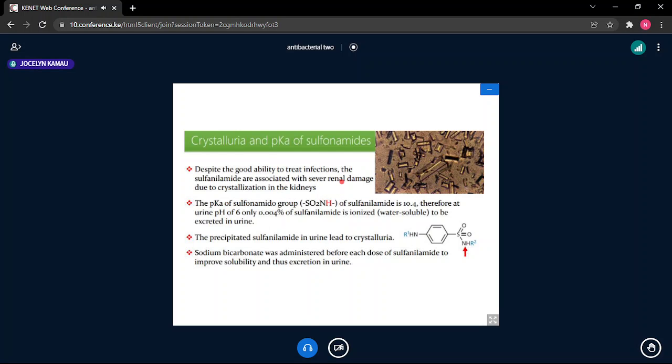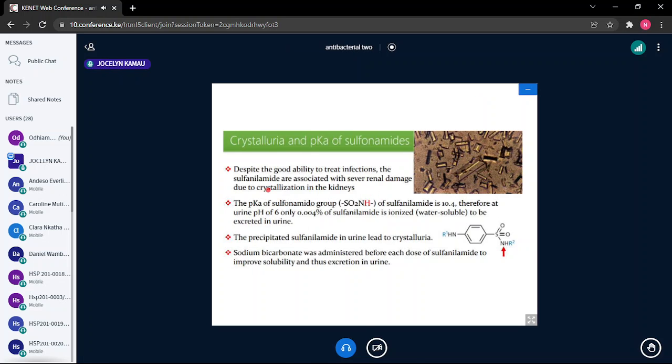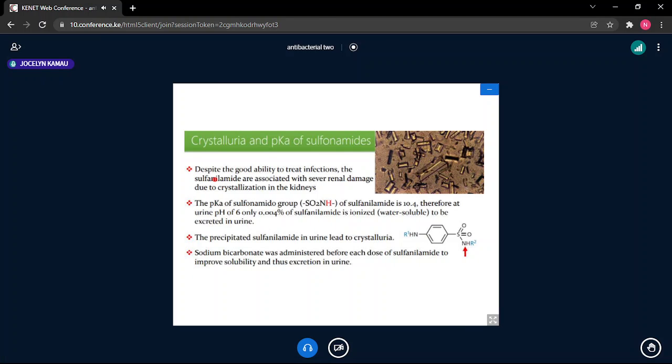The toxicity and pKa of the sulfonamides. We are saying, despite the good ability to treat infections, sulfonamides are associated with severe renal damage due to crystallization in the kidneys. Of course, you can still say sulfanilamide is associated with severe renal damage due to crystallization in the kidneys, but I'm assuming, because of the way they are saying it, that this should be sulfonamides. But sulfanilamide is, of course, the prototype of the sulfonamide.